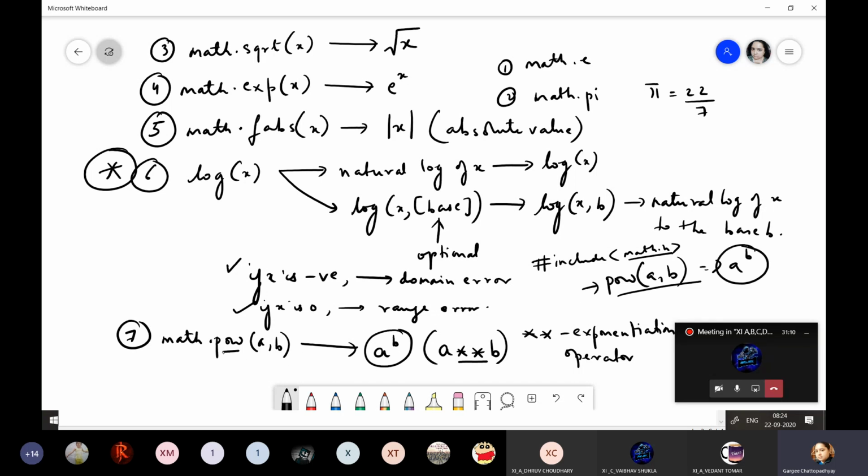But here you have two options. You have the pow function also, and you have the exponentiation operator also. So it's up to you what you want to use in Python. I'm giving you 1 minute. Please note down all these things and I will come to the next set of functions.